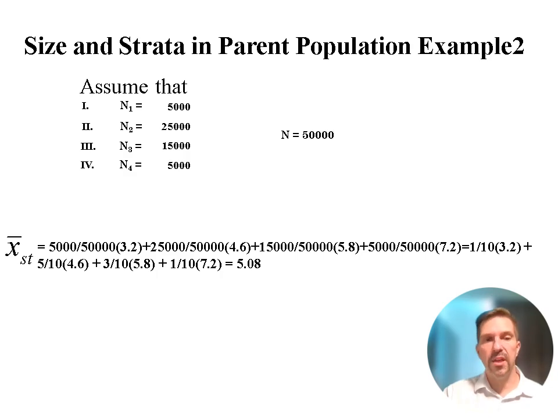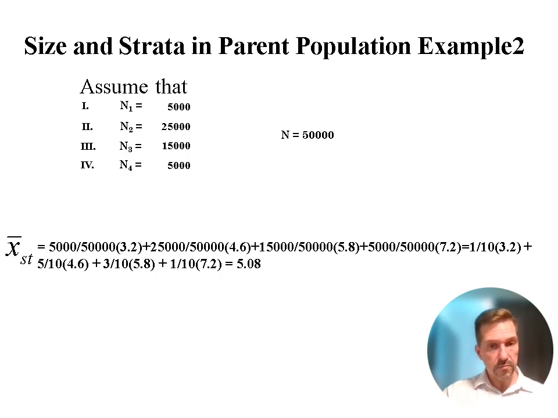We're going to do the same thing with the observation from strata 2. Acknowledge that there are 25,000 units in that strata out of a total population of 50,000. You're going to multiply the average that we got from our 100 observations from strata 2, which was 4.6, times this weight, and do the same thing with the other 2 strata. And when you do this, you'll come up with an average of 5.08. You should actually try to do these numbers yourself and make sure that you are following.